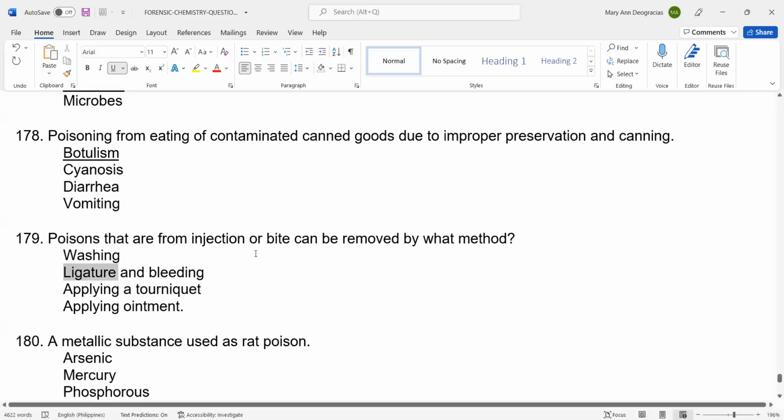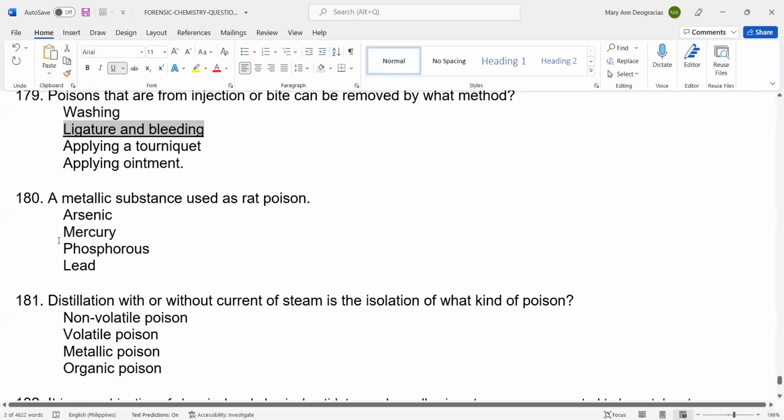Okay, and then we have a metallic substance used as rat poison. Okay, usually arsenic. Okay.